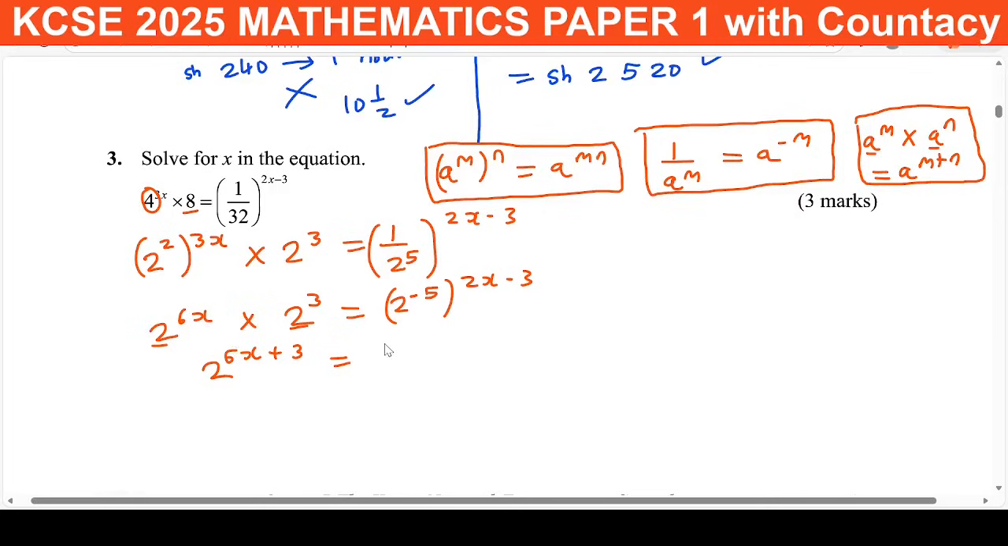And then on the other side, what we have is 2. So what we apply here is again this law that we have here. That is a to power m to power n is equivalent to a to power mn. So we have -5. And here you have to be very careful because of the signs that are here. So we have -5 multiplied by 2x, that's going to give you -10x.